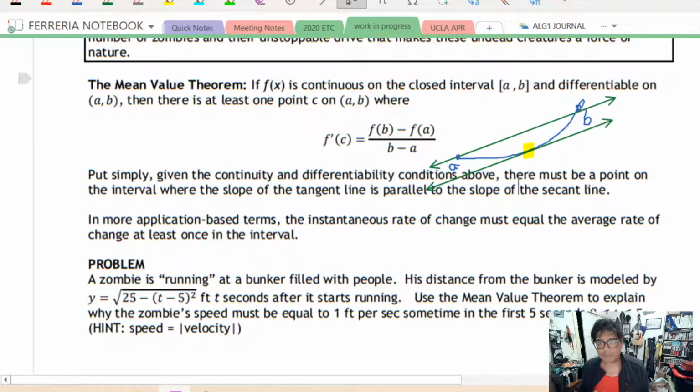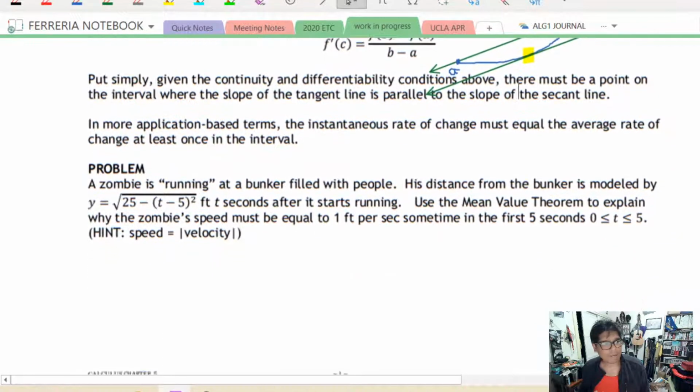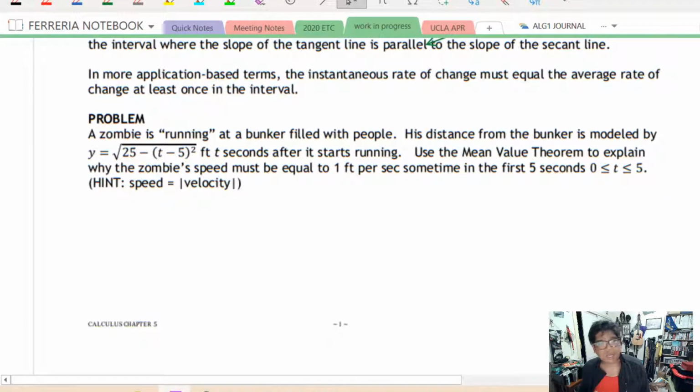So let's move on a little bit and see what we have here. We've got a problem. We've got a zombie running, not really running because it's a zombie, but running toward a bunker filled with people. A bunker is a shelter, let's just say a shelter. And the zombie's distance from the bunker is modeled by this equation: y equals the square root of 25 minus (t minus 5) squared.